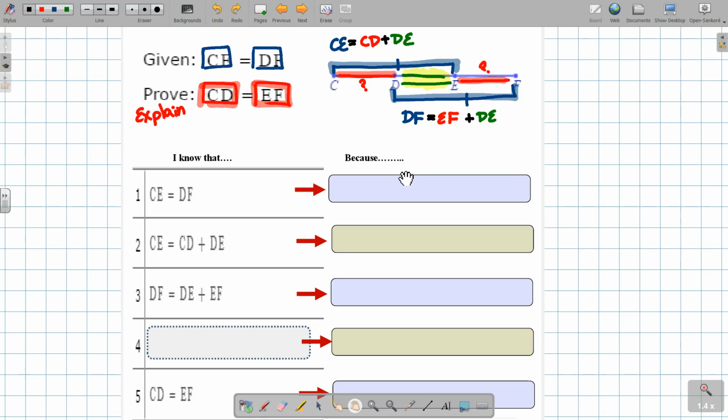Okay, step one. This is halfway done for us. Keep the color code going. If you have a quad pen, this is super easy. I recommend you get a quad pen. We know that CE and DF are equal. Why? It's part of the given.